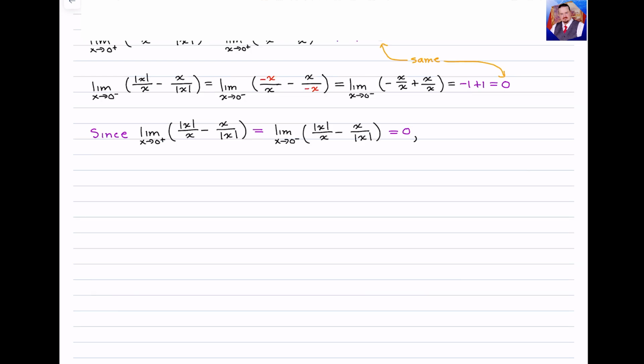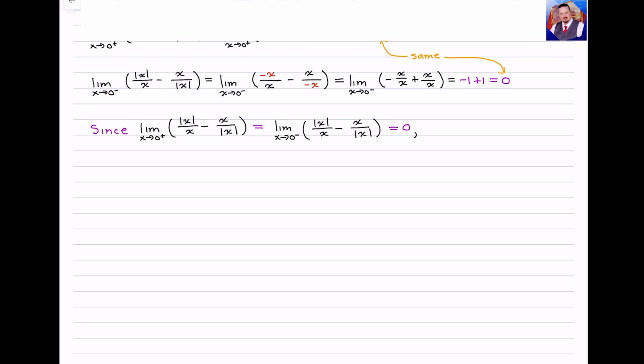Okay, picking it back up. Since the limit from the left is equal to the limit from the right, that says the full limit exists. Therefore the full limit would be that common limiting value, which says the full limit as x goes to 0 is 0. And we have concluded that problem.